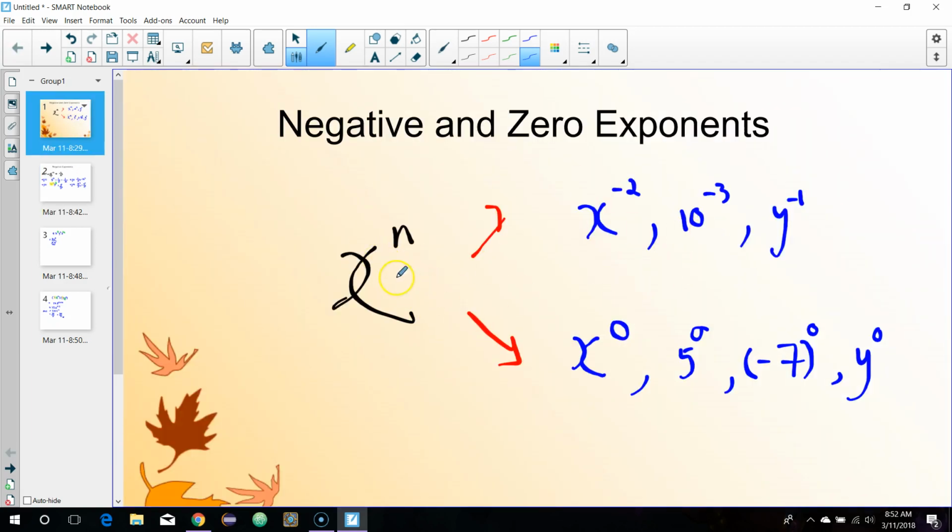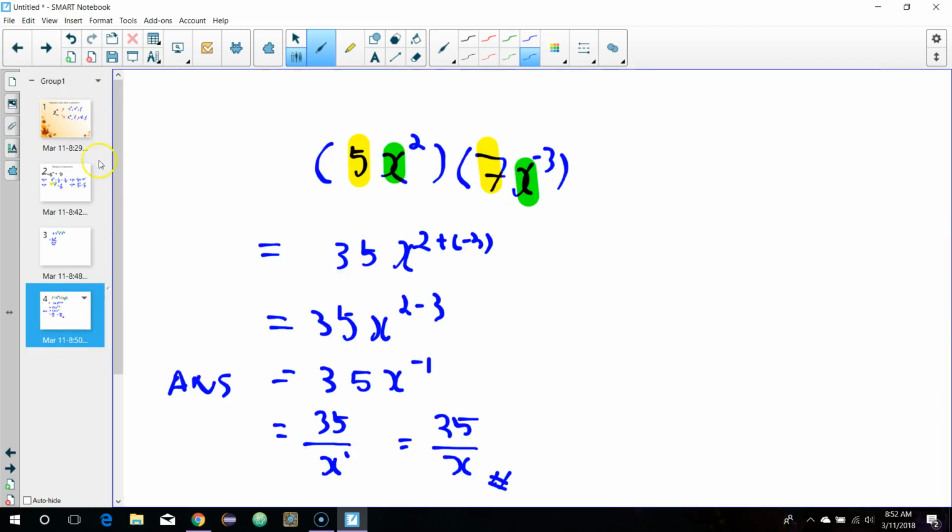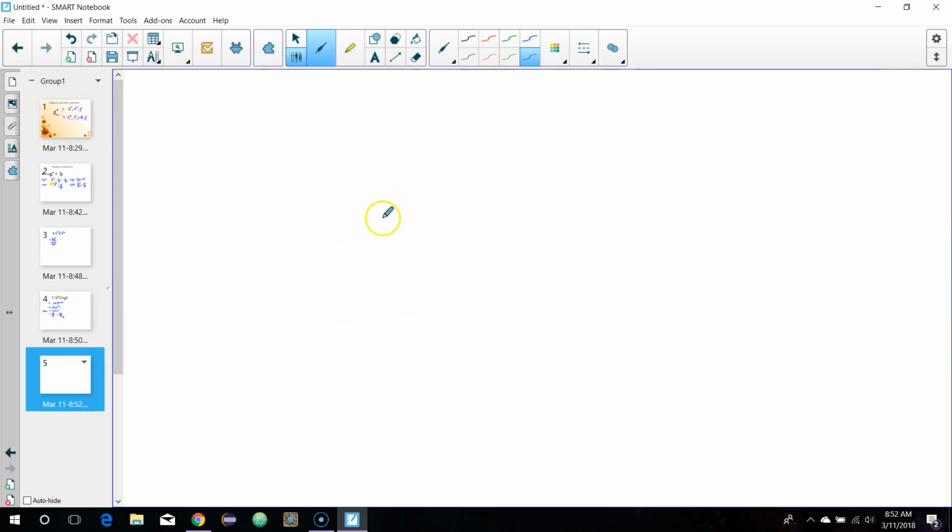Then we are just going to talk about x to the power of n when n is equal to 0. That is, when x to the power of 0, 5 to the power of 0, negative 7 to the power of 0, and so on. Now this one is much shorter because x to the power of 0, 1 to the power of 0, 5 to the power of 0, 723 to the power of 0.